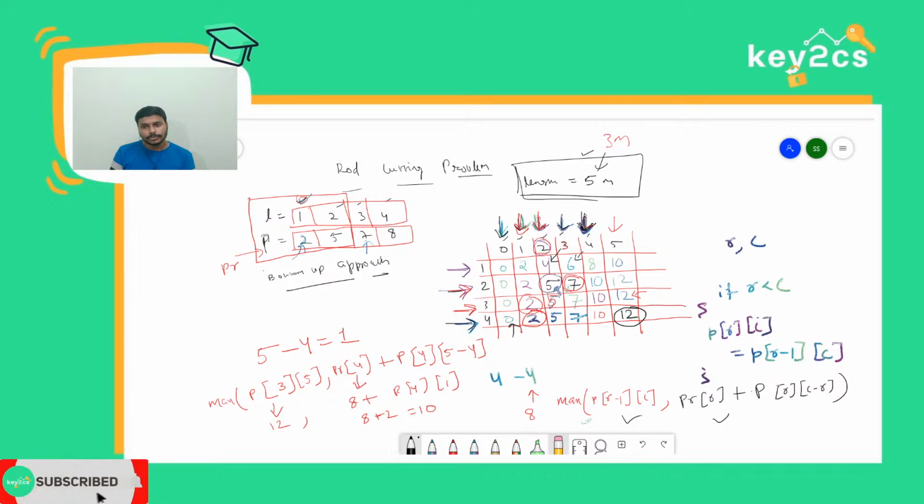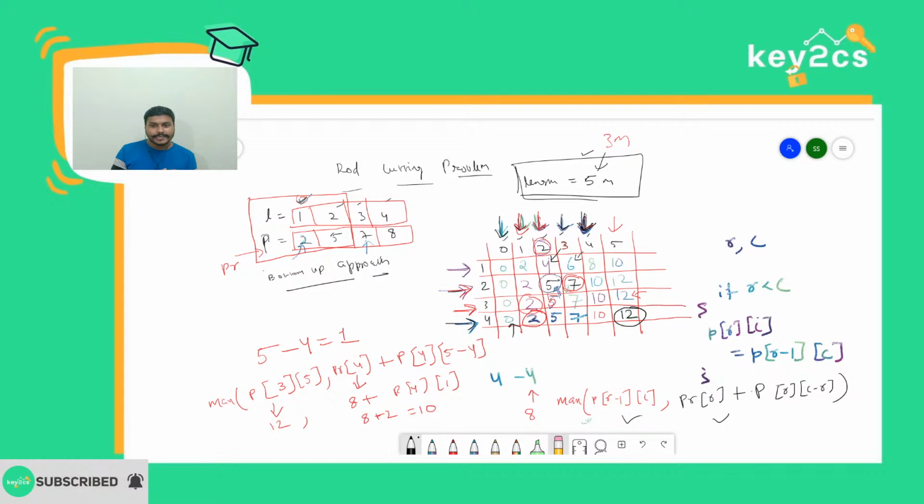Okay, there is something more to this problem. Let's say you have been given this table. You can easily say the answer is 12, maximum profit is 12. But the thing is, what is the combination of rods you have taken to get this profit 12? To make 5 meter, I can take one 4 meter and one 1 meter. That will also make 5 meter.